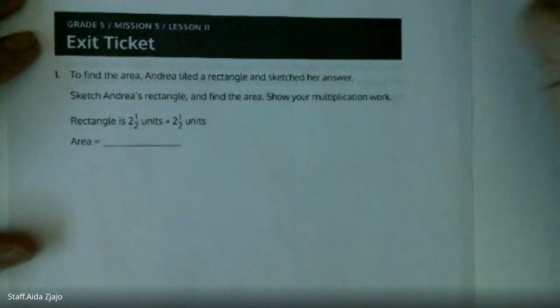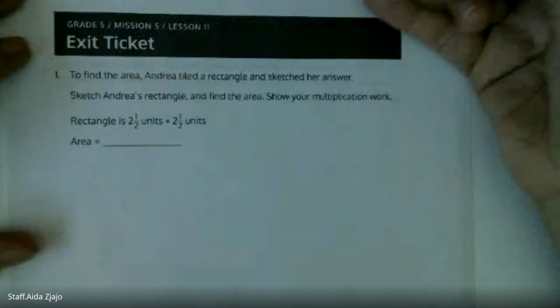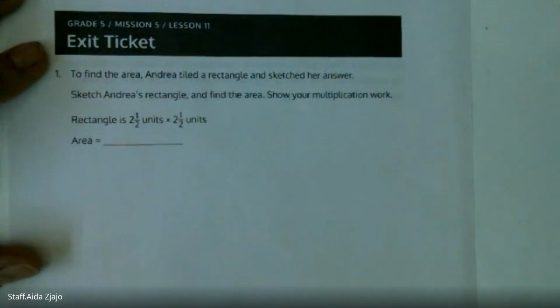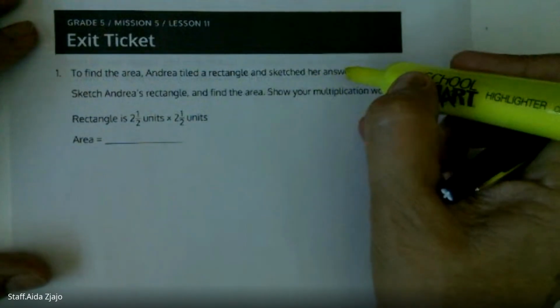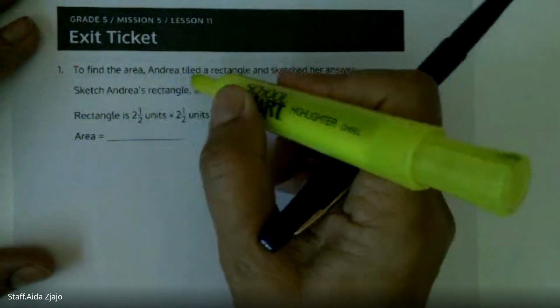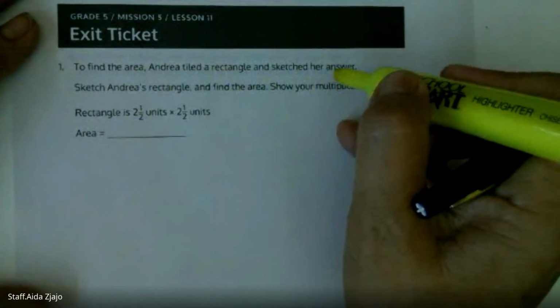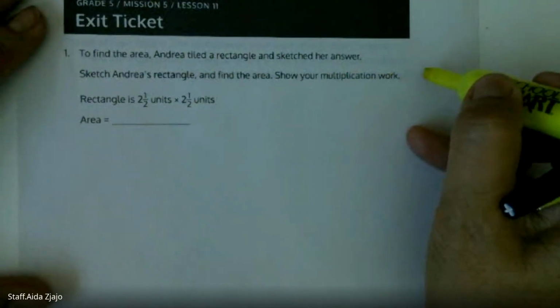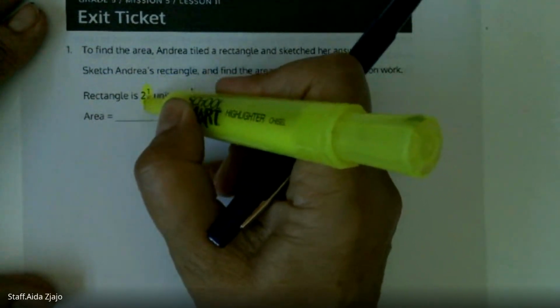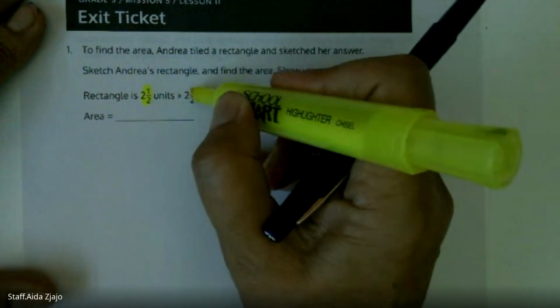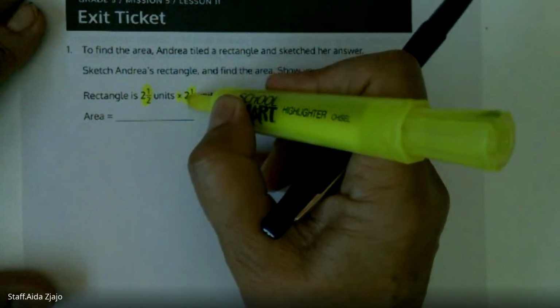It's a grade 5, mission 5, lesson 11, exit ticket. To find area, Andrea tiled a rectangle and sketched her answer. Sketch Andrea's rectangle and find area. Show your multiplication work. The rectangle is 2.5 units by 2.5 units.